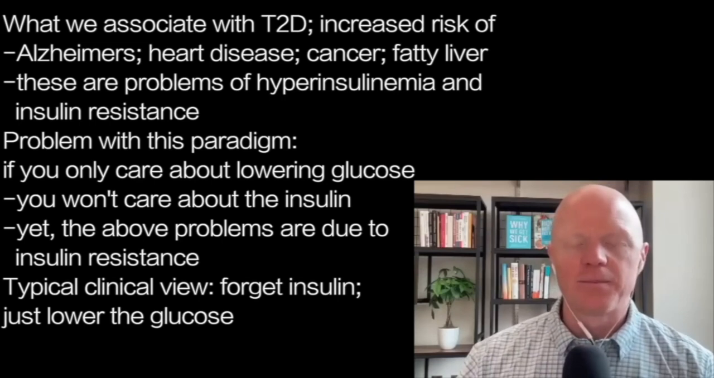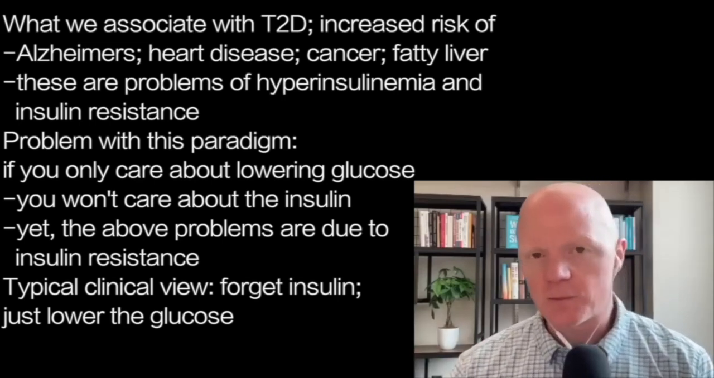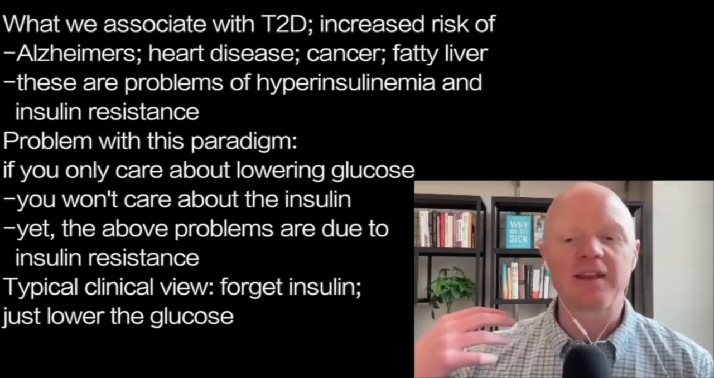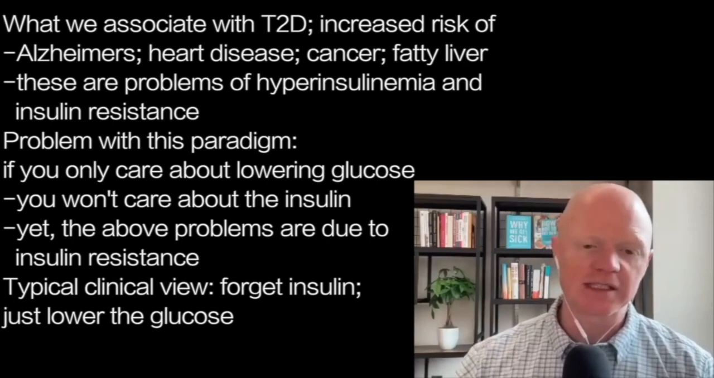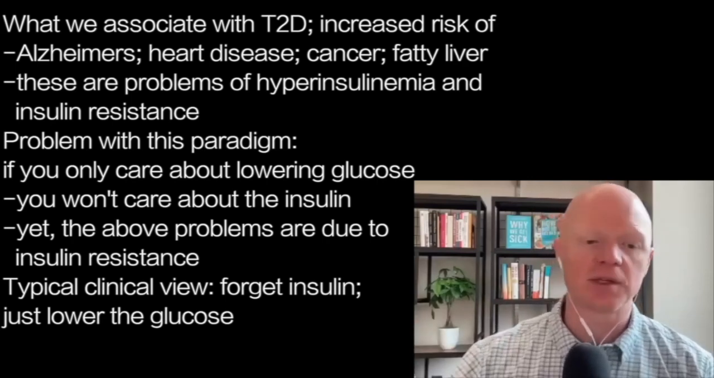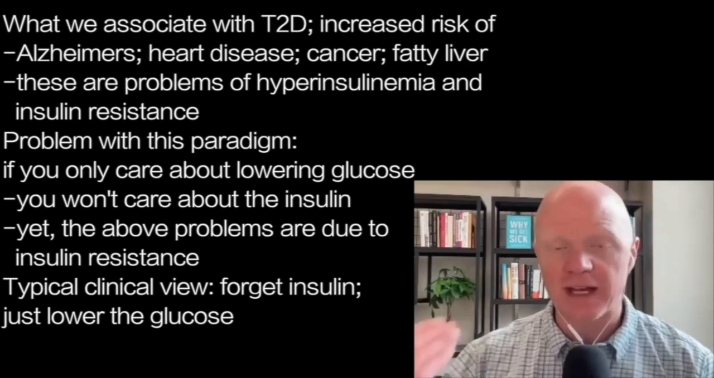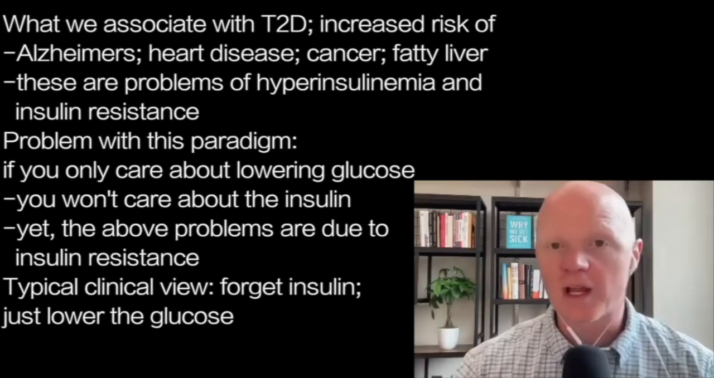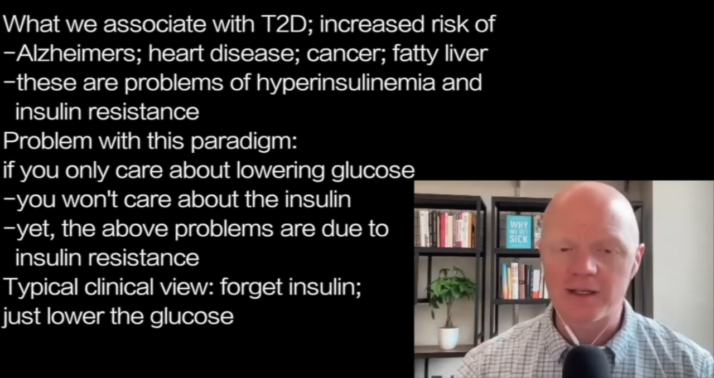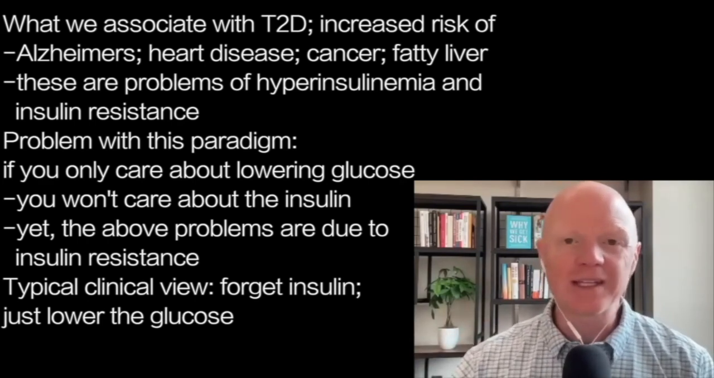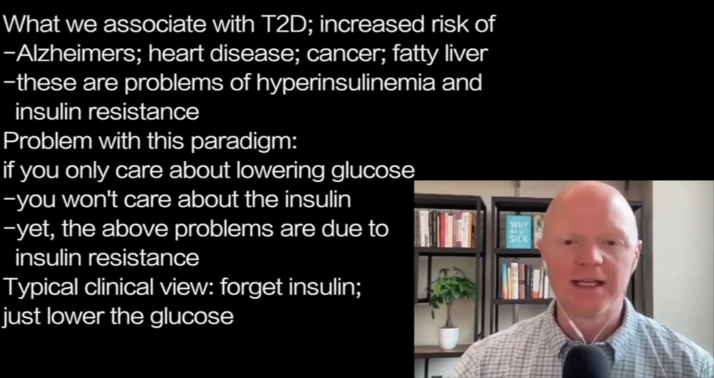However, so much of what we associate with type 2 diabetes, namely the increased risk of Alzheimer's disease, the increased risk of cancer, the increased risk of heart disease and fatty liver disease, those are not problems of the hyperglycemia, but they are problems of the hyperinsulinemia, the high insulin and the associated insulin resistance.